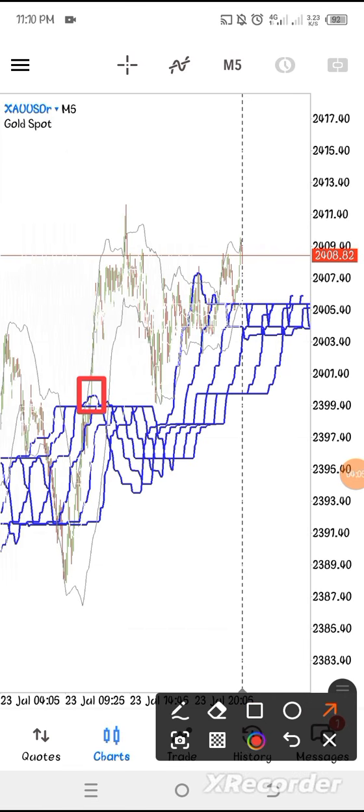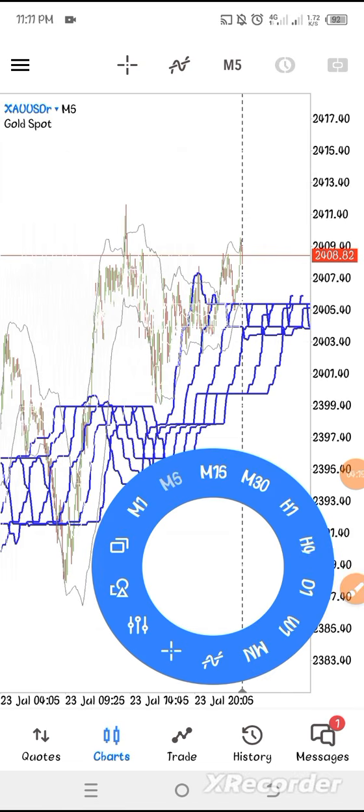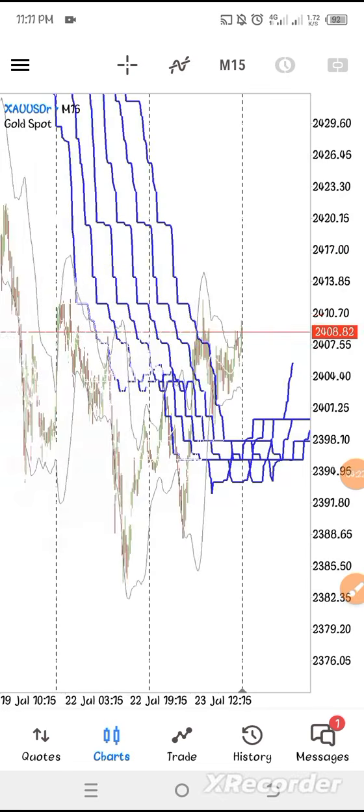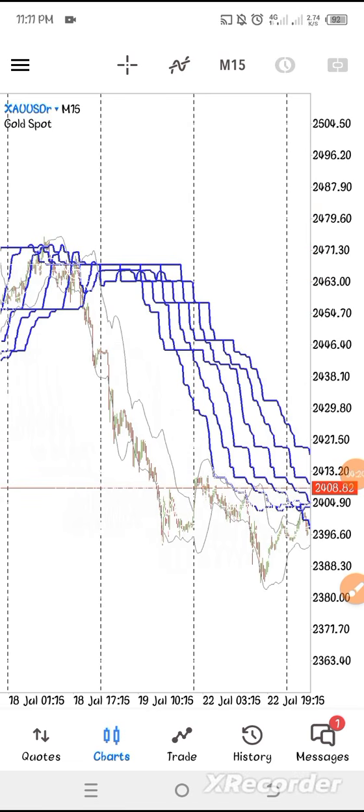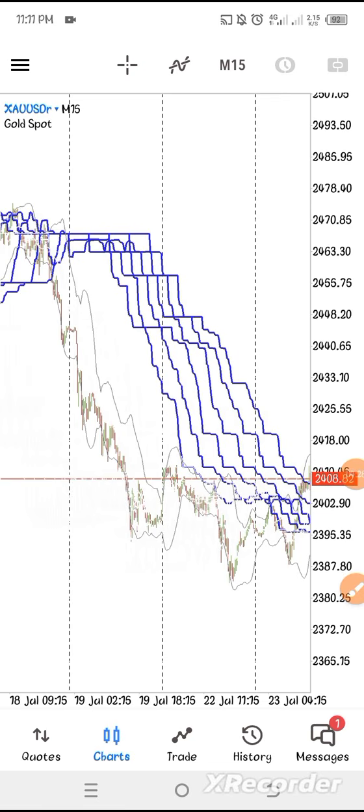You are going to take your position right from here and put your stop loss at the back of this Kumo cloud. Guys, the market goes in your favor. It is a scalping strategy. It works best on the 15-minute time frame, and also works best on the 5-minute time frame. So this is 15 minutes now, guys.